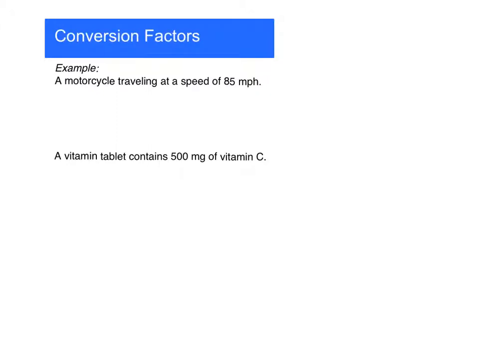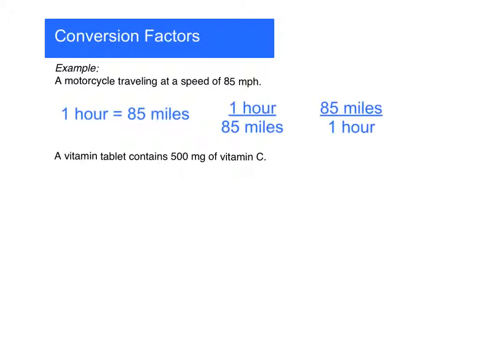Sometimes conversion factors aren't given to us as a simple 1 inch equals 2.54 centimeters. Sometimes we have to read the problem more closely and figure out what the conversion factor is going to be. So for example, if we have a motorcycle that's traveling at a speed of 85 miles per hour, that means that in 1 hour that motorcycle travels 85 miles. So 1 hour and 85 miles are equivalent quantities. So we could write our conversion factor as 1 hour over 85 miles, or as 85 miles over 1 hour.